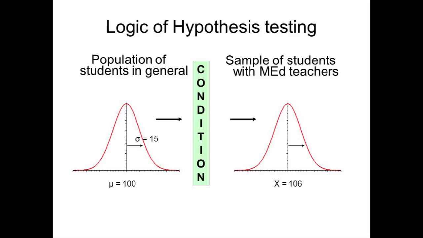We want to be able to say that this group that had an experimental treatment, or was accounting for this explanatory variable of Master's of Education teachers, or included some other predictor variable, whatever group we have specifically selected out, is different. And we want to be able to say why they're different. They're different because of this Master's of Education.